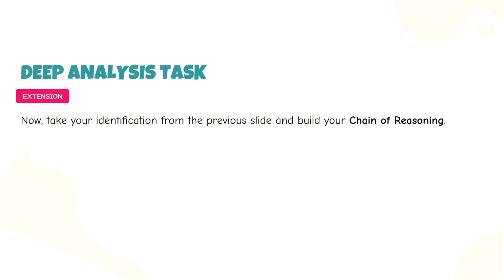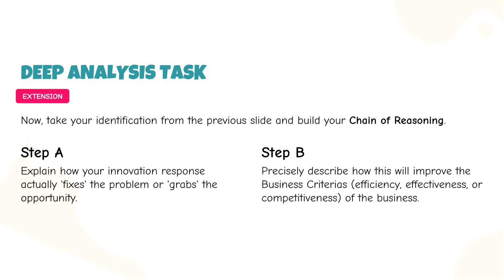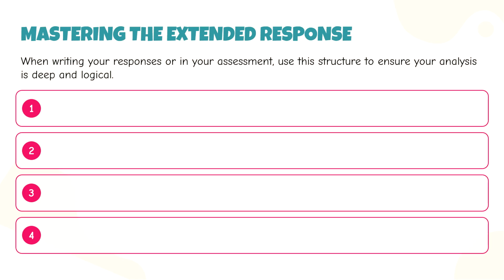With deep analysis tasks or assessment, you need to build your chain of reasoning. So firstly, you need to explain how your innovation response fixes the problems or takes advantage of the opportunity. Then you need to describe how this improves the business criteria, which is efficiency, effectiveness, or competitiveness of the business. So when you are writing your responses in your assessment or exam, please use this structure to make sure that your analysis is deep and logical.